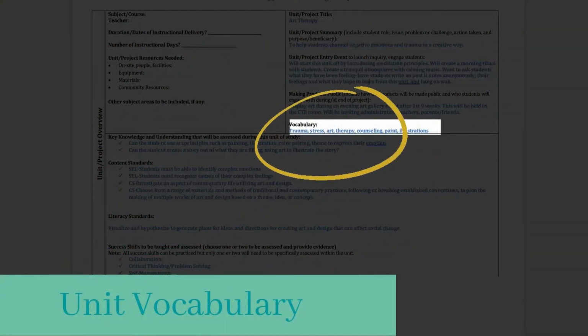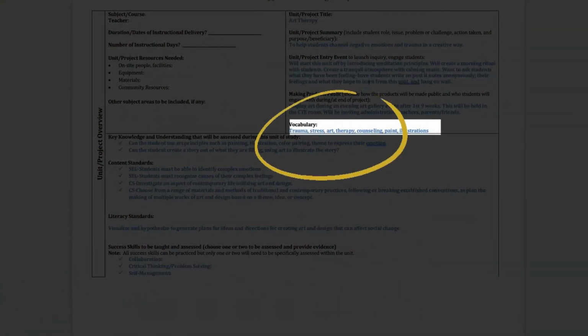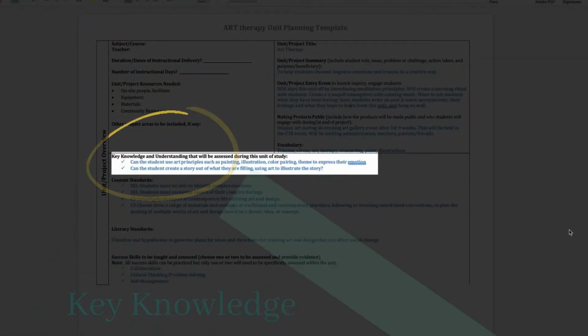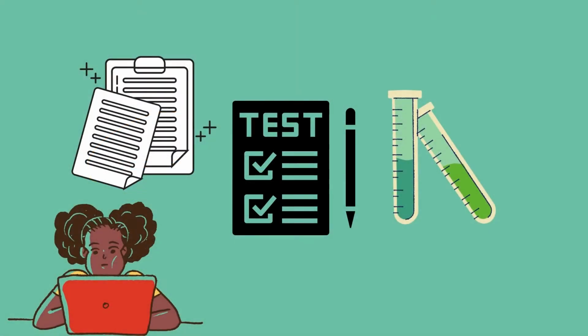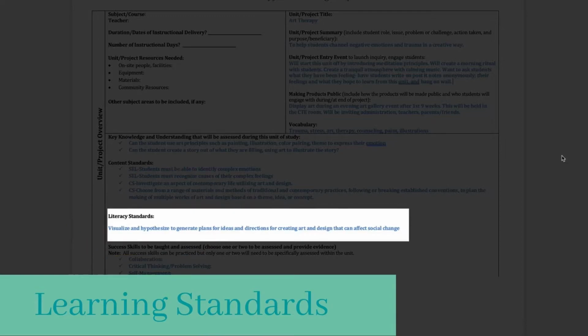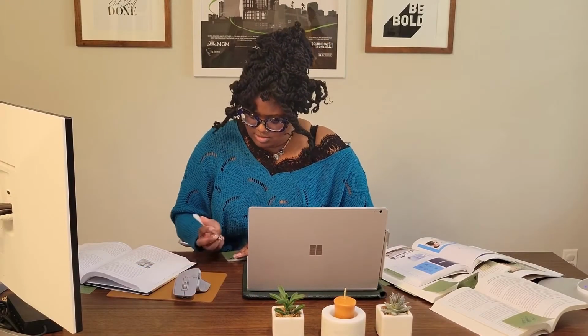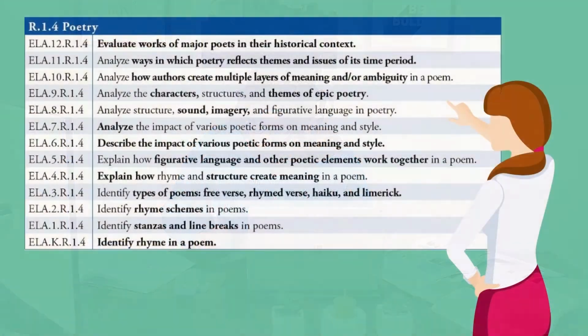Next, we want to identify difficult or key vocabulary essential for students to know in order to progress during the learning. Key knowledge and understanding are the overarching themes we want to assess learners on at the end. Content and literacy standards are the standards you may have received from your district. This can also include SEL standards. These are what you're supposed to teach. You want to identify the top ones which the unit will be covering.